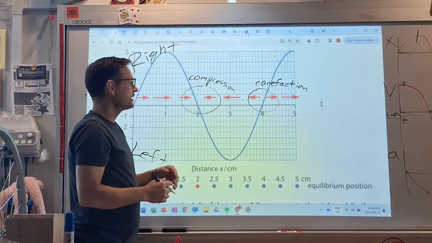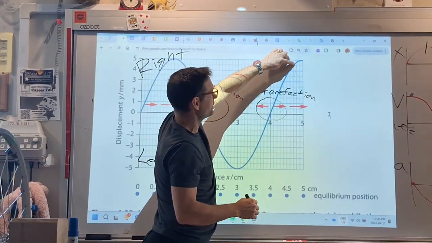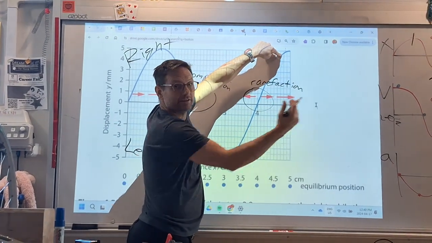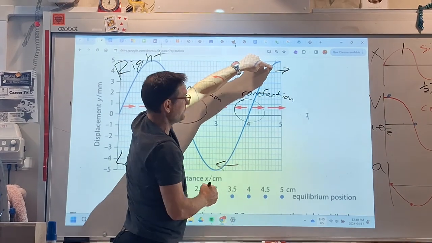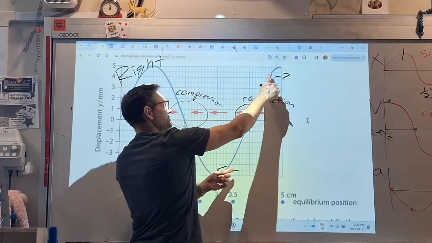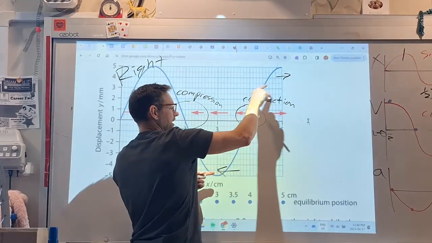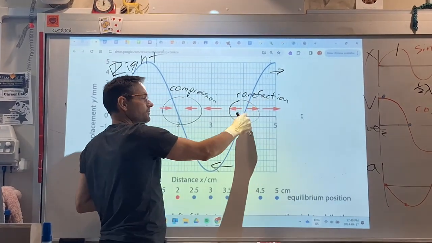Okay. So over here, this particle is to the right of its position. This particle is to the left of its position. So here, these two particles on either side are pushed apart. So this is a rarefaction.